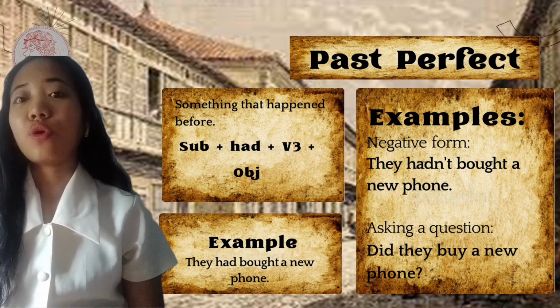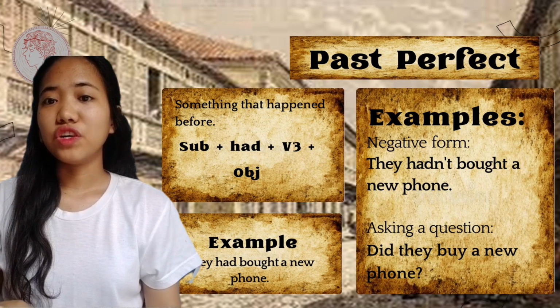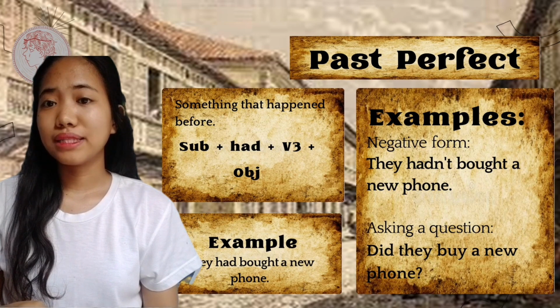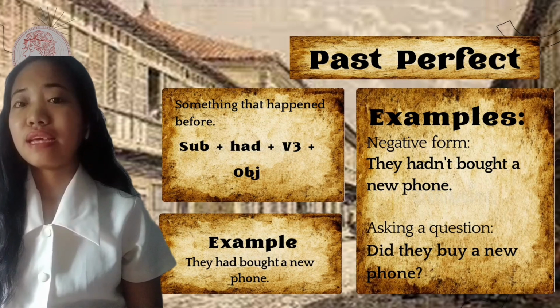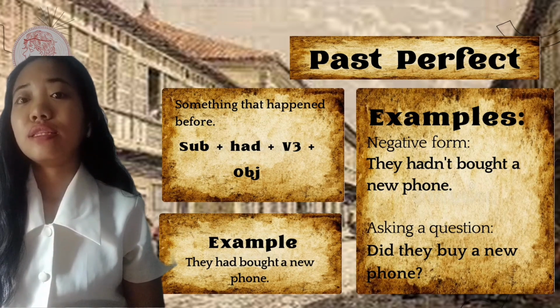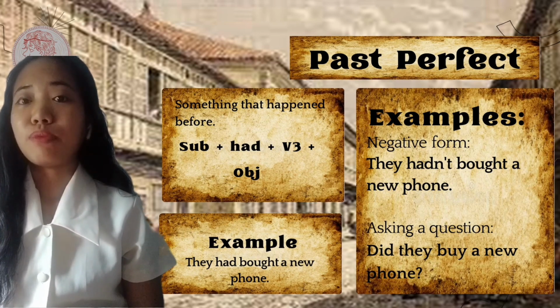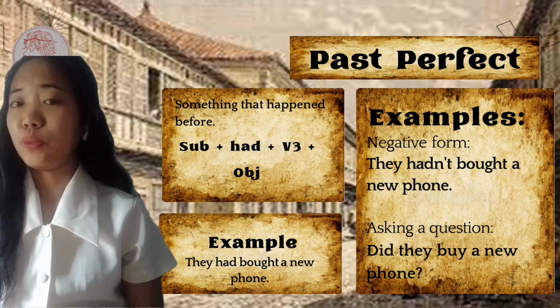Past perfect, or also called pluperfect. It is a verb tense used to talk about actions that were completed before some point in the past. The formula for this is subject plus had plus be3 or past participle plus object. Making the past perfect negative is simple. Just insert not between had and past participle. For example, in past perfect positive, they had bought a new phone. In past perfect negative, they hadn't bought a new phone.